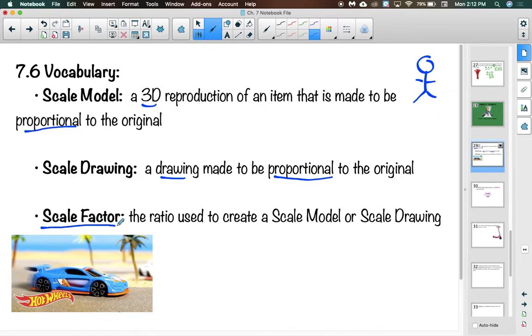The ratio that we use to make a scale drawing or a scale model is called the scale factor. So the scale factor is the math that goes into creating these drawings and models.